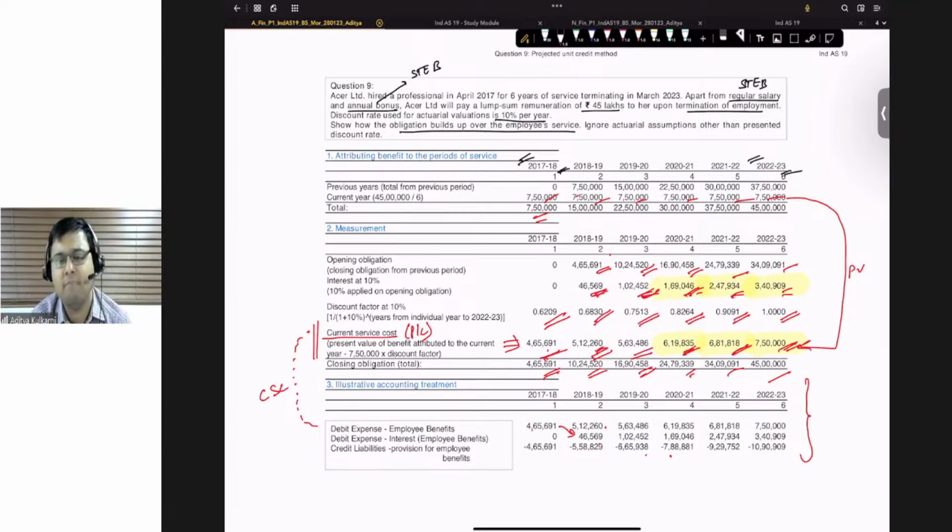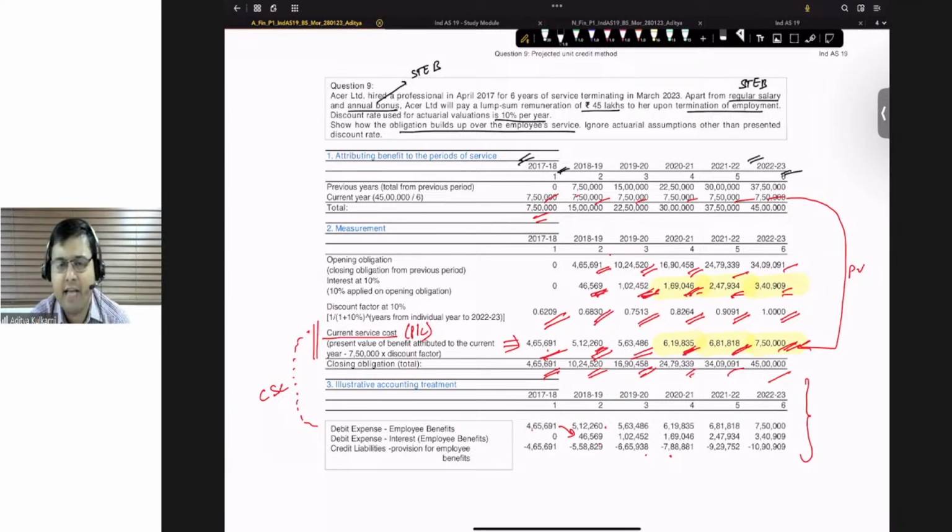You will have to gradually build the liability. For this, we follow something known as the projected unit credit method, PUCM. Basically, in each service period, I attribute some portion of the benefit that I'm going to pay. That one unit of the benefit is known as a unit credit. I am going to estimate this unit for the next 6 years in this example. Since I'm estimating, it is projected unit credit.